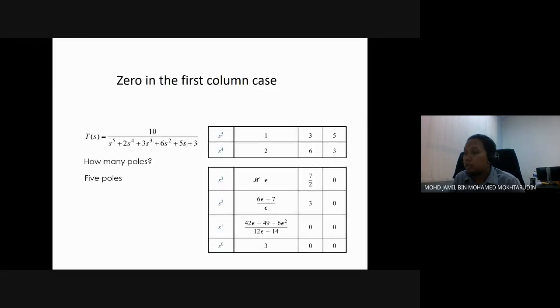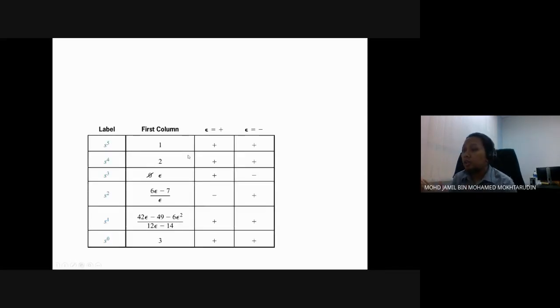Okay, so how do you determine the stability whenever you have epsilon? It's not a number. So first you need to check when the value of epsilon is positive and negative. Okay, so you assume the epsilon is positive first. So for example here, the first row you get positive, and then s4 here you get positive, and then epsilon here you assume to be positive. Okay, so you put positive here.